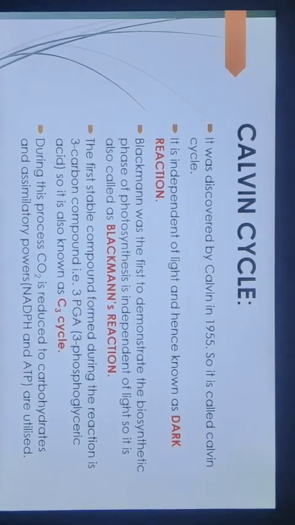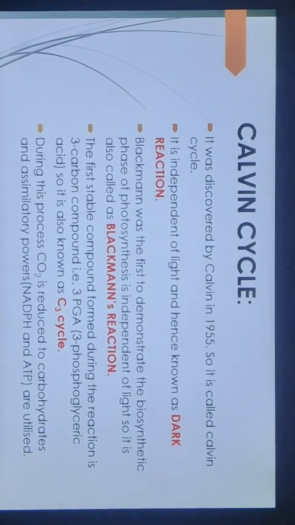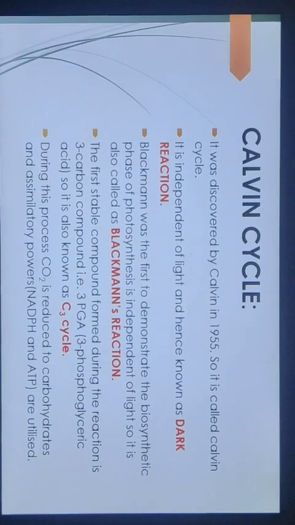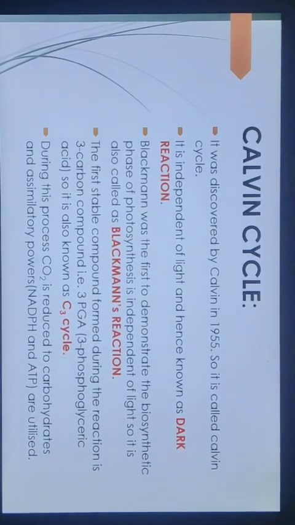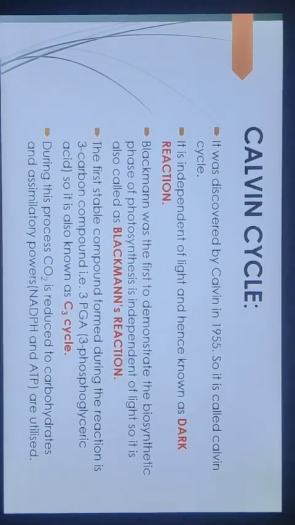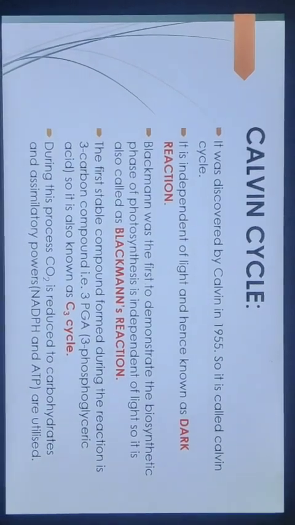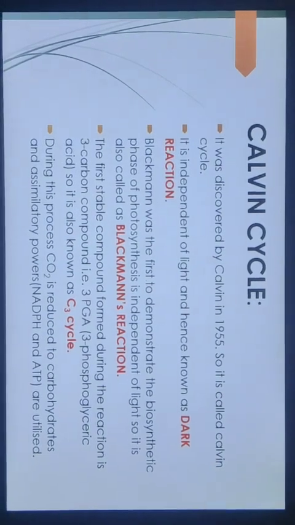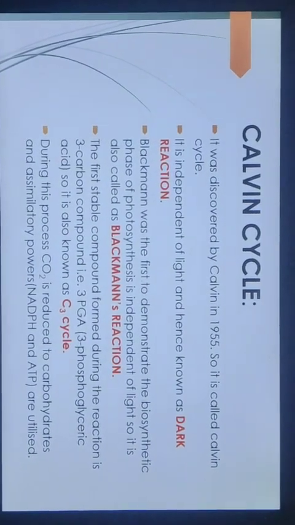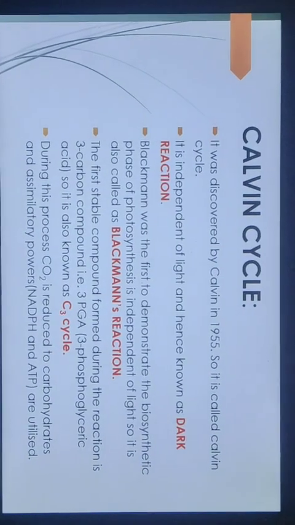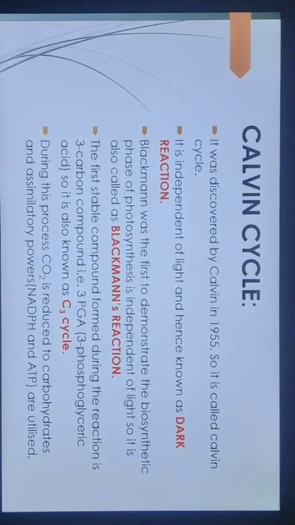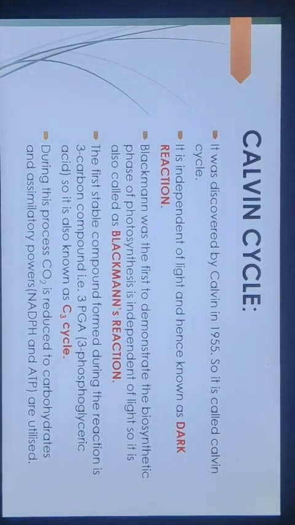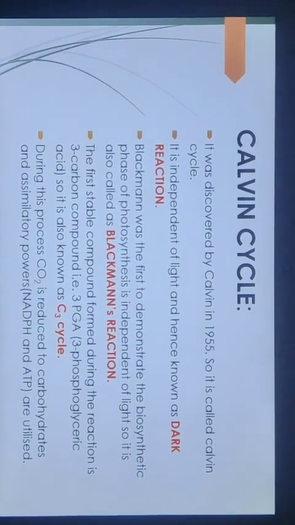Now the first stable compound during the Calvin cycle is a 3-carbon compound, that is 3-PGA, 3-phosphoglyceric acid. So another name of the Calvin cycle is the C3 cycle, as the first compound is a 3-carbon compound. During this process, carbon dioxide is reduced to carbohydrates and assimilatory powers in the form of NADPH and ATP are utilized.